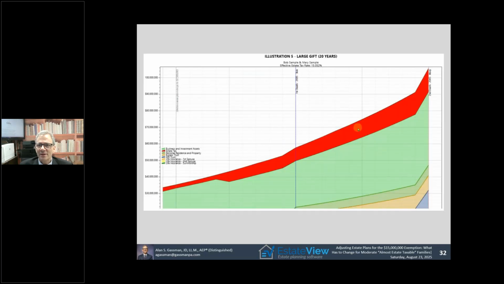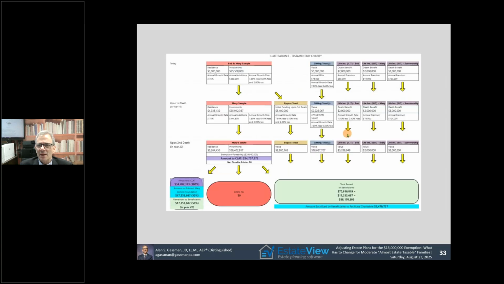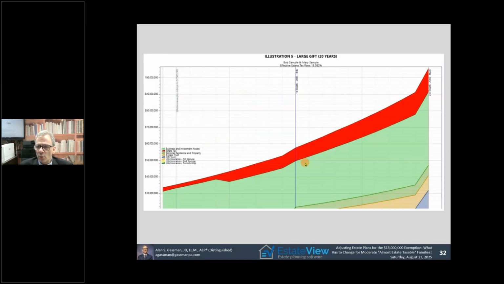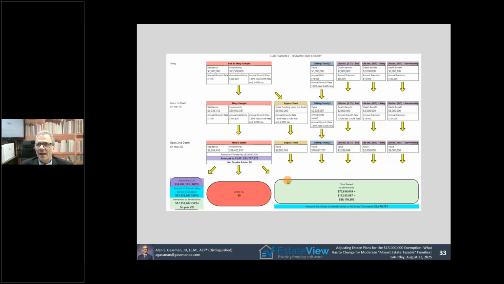Look at that. And then if they want to do no more, they say, well, that's not bad. The kids still get this amount. I don't want to do a lot of fancy stuff. How much should I leave in a charitable lead annuity trust?